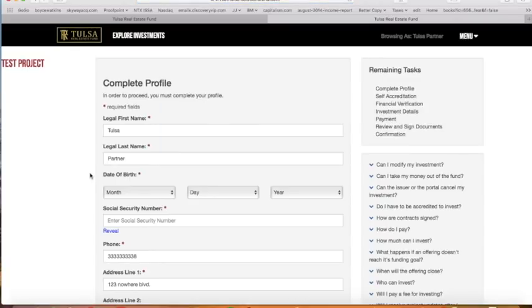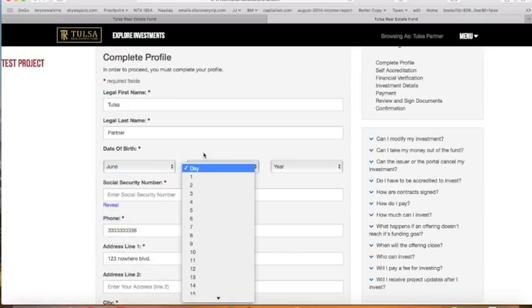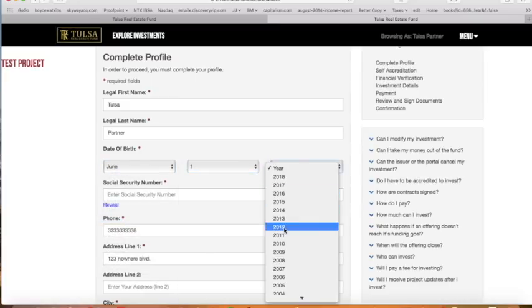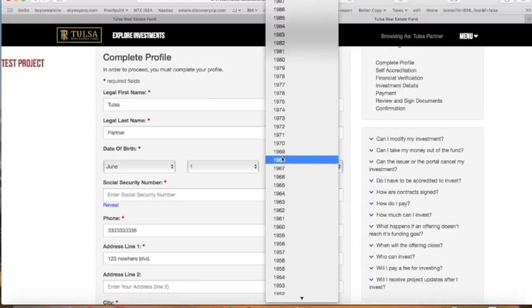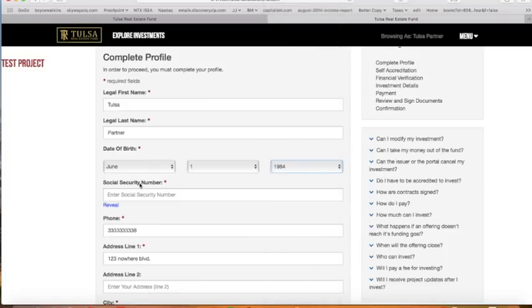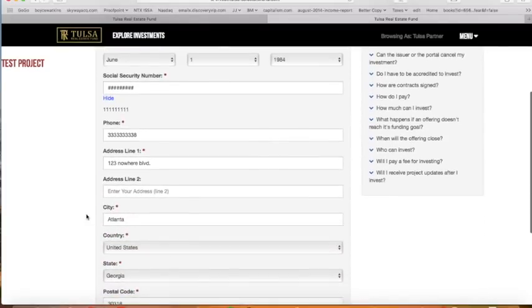And this is the most important piece. We're getting a lot of questions around how do I put in my social security number? How do I complete my profile? So this is the first step in completing your profile. I'm putting a birthday right here of just June 1st. You put in your social security number here. From there, you go ahead and verify your address, your city.